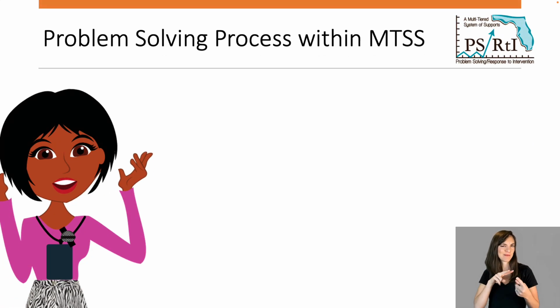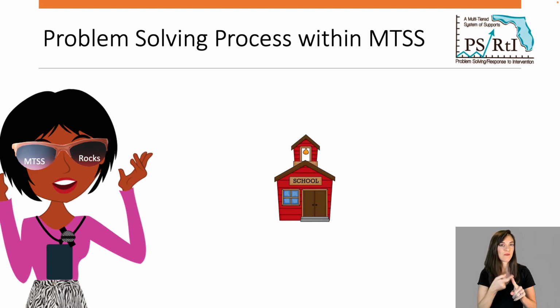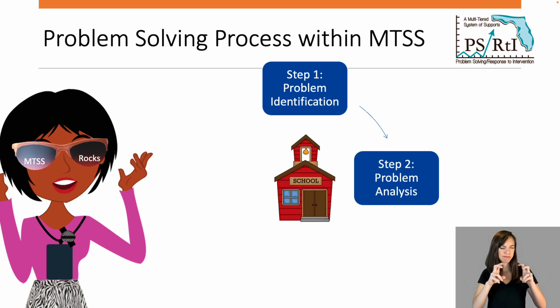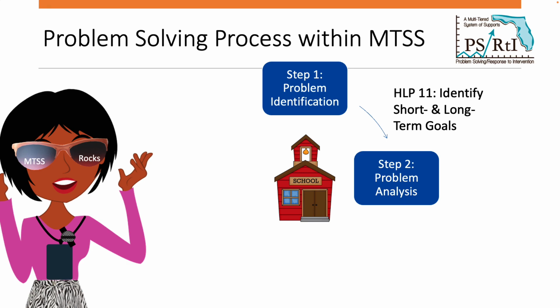Let's look at HLPs 11, 12, and 13 through the lens of the problem-solving process within the multi-tiered system of supports, MTSS framework, as described by PSRTI. Step 1. Problem identification. What is occurring? Step 2. Problem analysis. Why is the problem occurring? HLP 11 aligns with these two steps as understanding the problem and its underlying causes is a prerequisite for establishing both short and long-term goals.